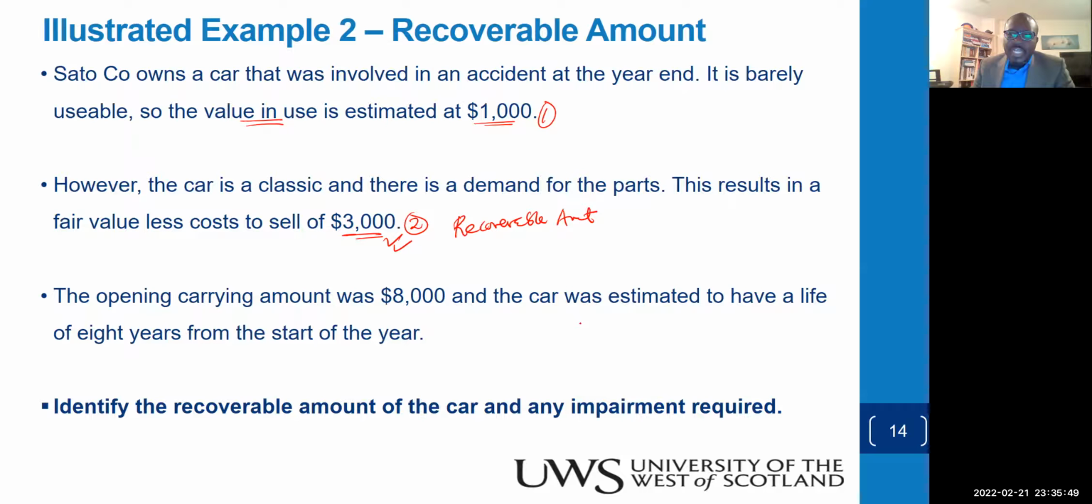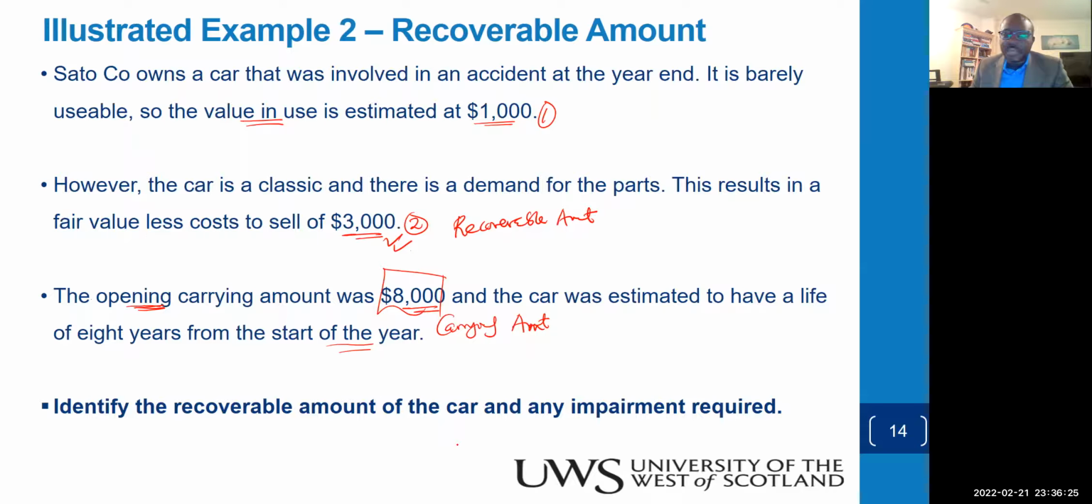But remember, we were told that we should always compare the recoverable amount to the carrying amount. What is the carrying amount? The question says the opening carrying amount was 8,000. So we need to find the closing carrying amount and compare it to this. The car was estimated to have a life of 8 years from the start of the year. So you don't just have to consider this at face value as a carrying amount. This makes the work quite dynamic. Always at the end of the year is important.